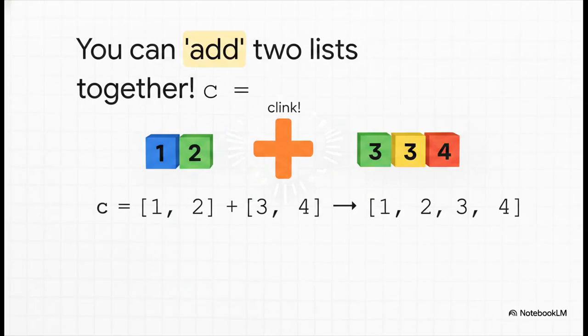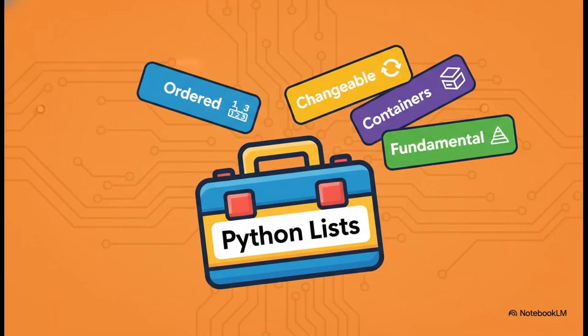And get this, you can even add lists together. Now, when you use a plus sign, it doesn't do math on the numbers inside. Instead, it smushes the two lists together. It takes all the items from the first list, all the items from the second list, and combines them into one big new list.